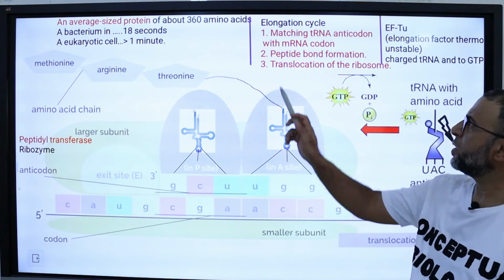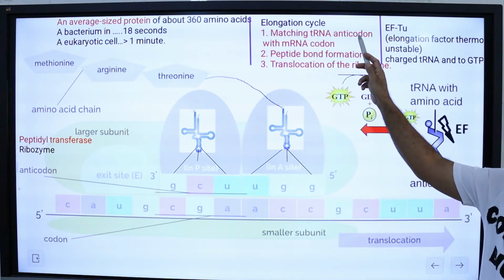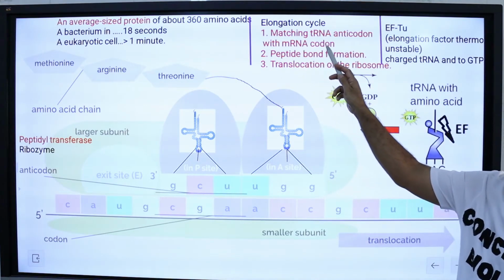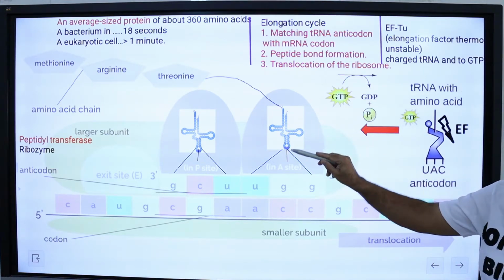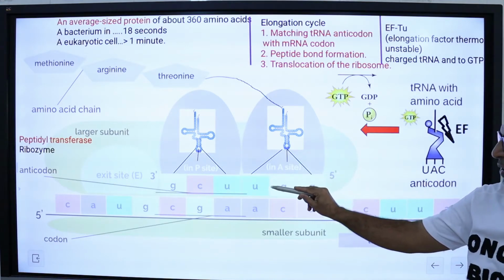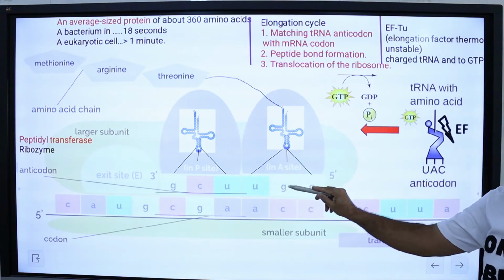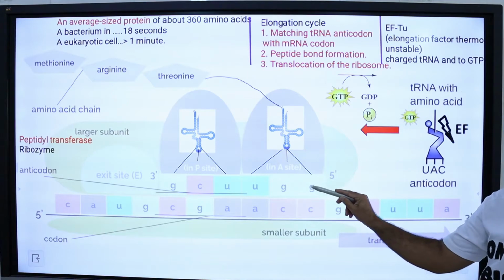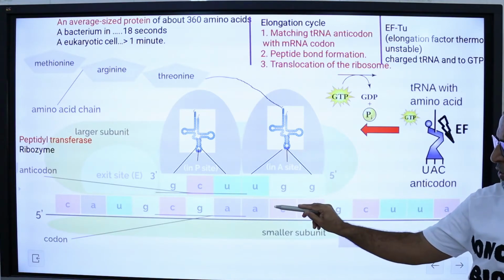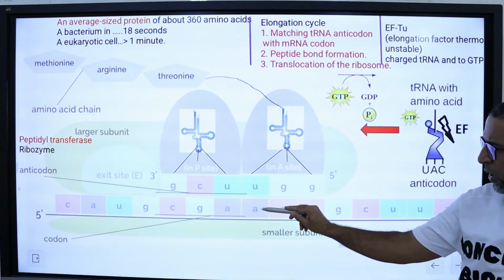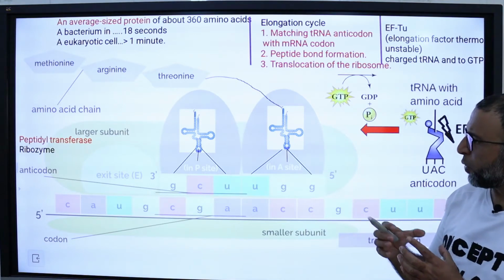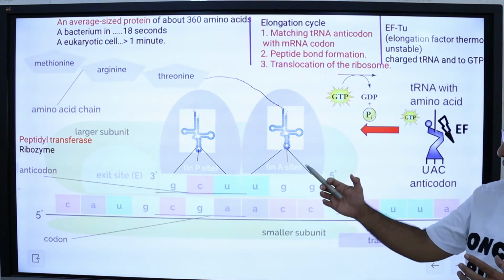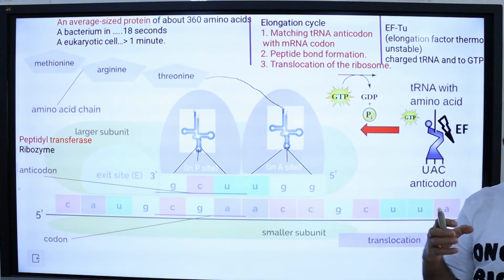First step is matching tRNA anticodon with messenger RNA codon. This is charged tRNA which is present here in the A site, and the sequence of the anticodon is UGG, and this sequence is matched with the sequence of the codon in messenger RNA, that is ACC. So, this is step number 1, where the complementary nucleotides in anticodon and codon are matched.